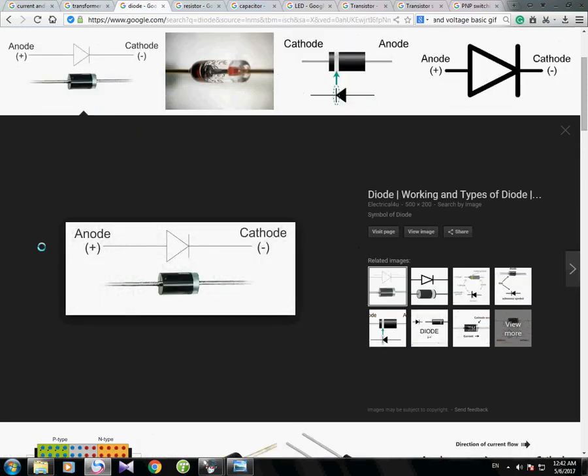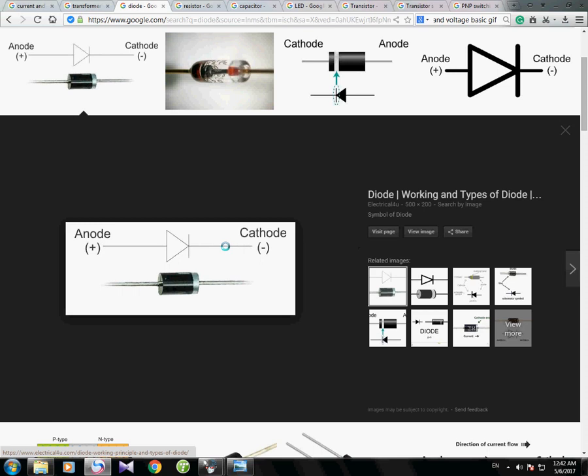Now here is another basic device, that is the diode. A diode is a device that allows electricity to pass in one direction and denies it from the other direction. So the physical device is like this, and the symbol is like this, and the terminal names are anode and cathode.